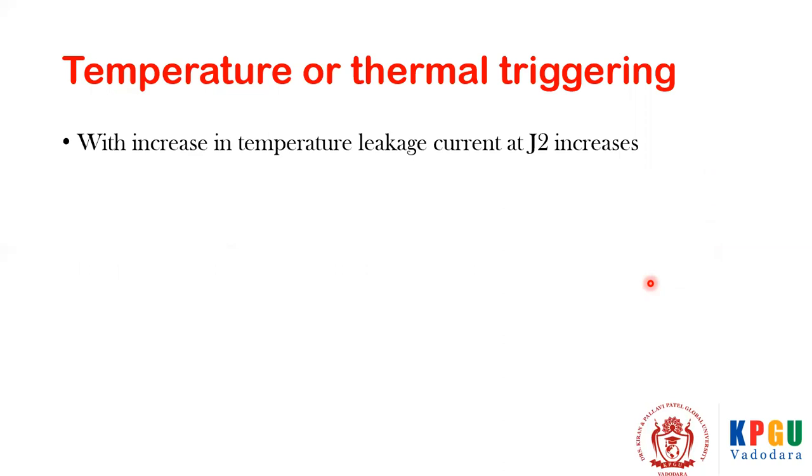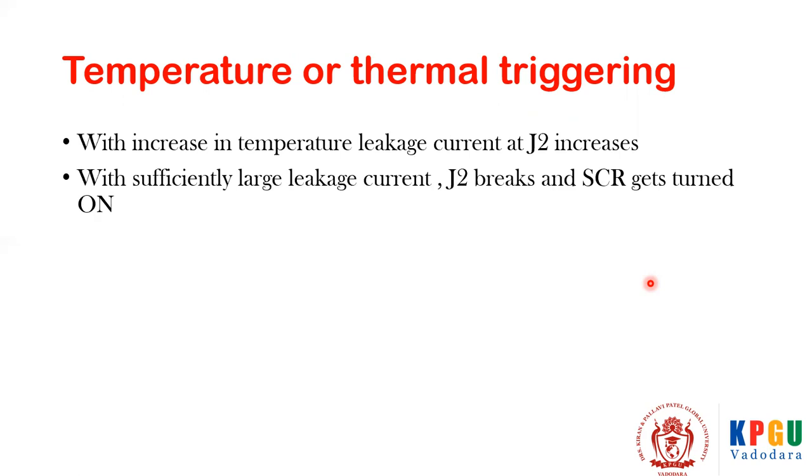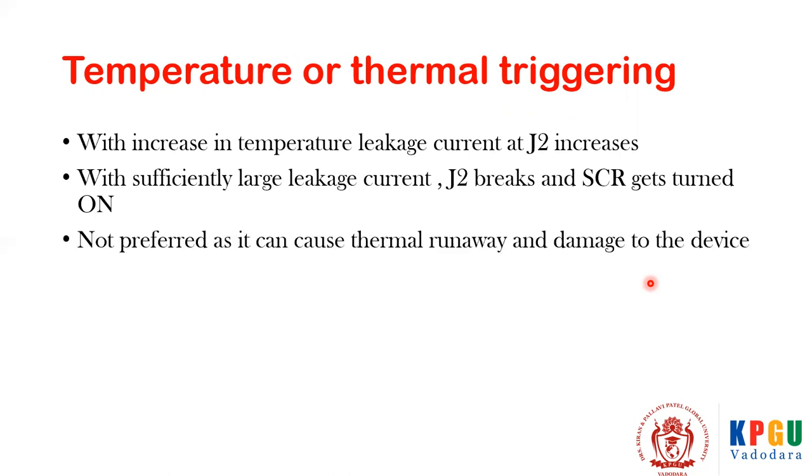So is it possible that by increasing temperature, the leakage current is increased so much that it is beyond the latching current, and so the thyristor gets turned on? So this method, if it is used, it is called temperature triggering. So with sufficiently large leakage current, J2 breaks and the SCR gets turned on. So temperature is used to increase the leakage current of the reverse bias junction J2, and that is used to break the junction J2 and to turn on the SCR. Of course, this is not a preferred method as it can cause thermal runaway and damage to the device.